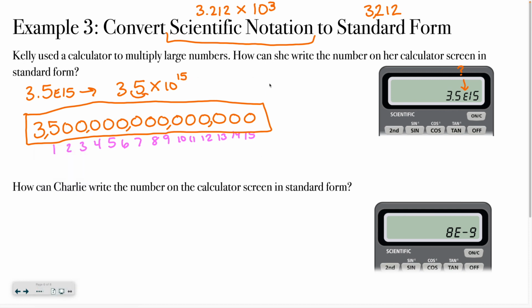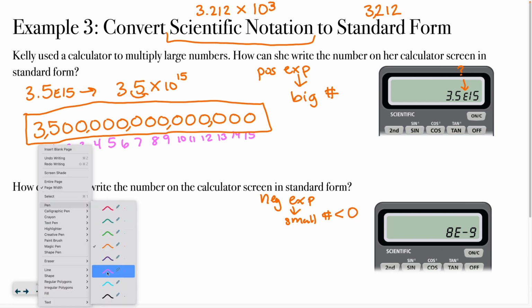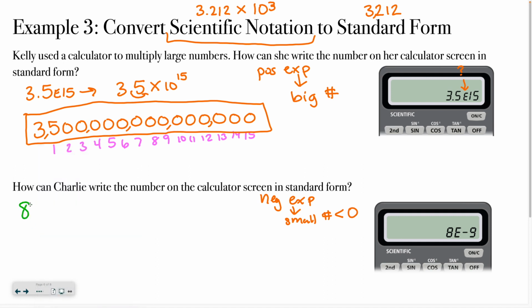when you have a positive exponent, you are going to have a big number. When you have a negative exponent, you are going to have a small number that is less than 0, meaning you're going to have a decimal. Okay, so let's try this one. We have 8e negative 9. So that's the same thing as saying 8 times 10 to the negative 9th.